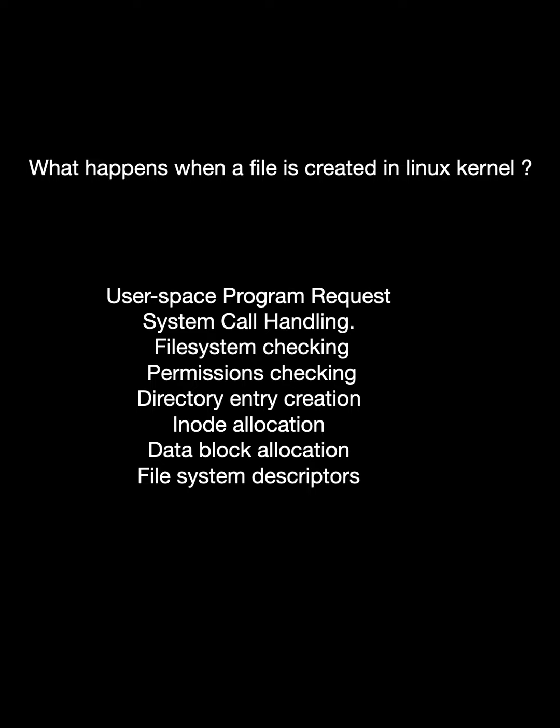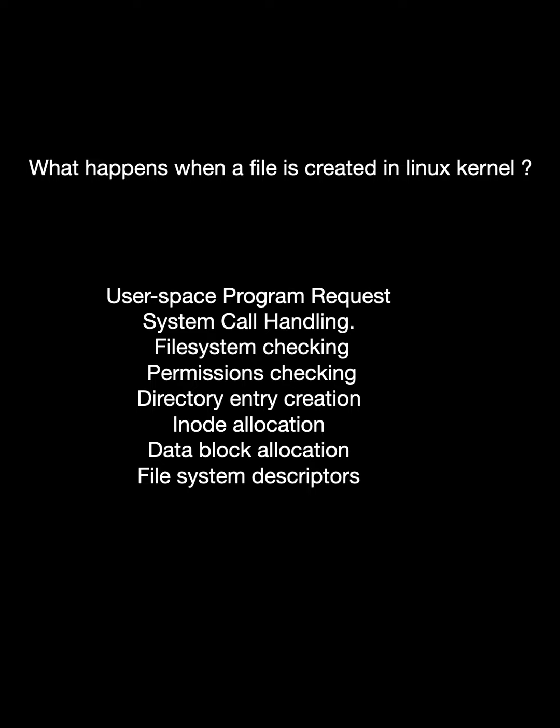Directory entry creation. If all the checks pass, the kernel creates an entry for the new file in the directory specified by the user. This entry includes metadata such as the file's name, its inode number, and other attributes like permissions, ownerships, timestamps, etc.